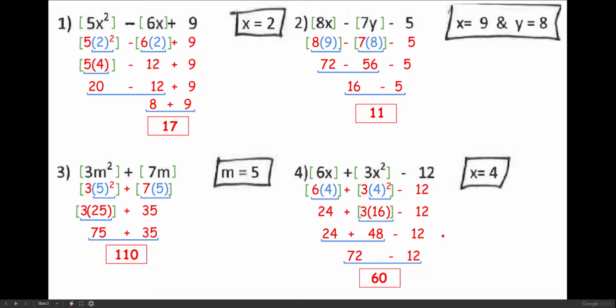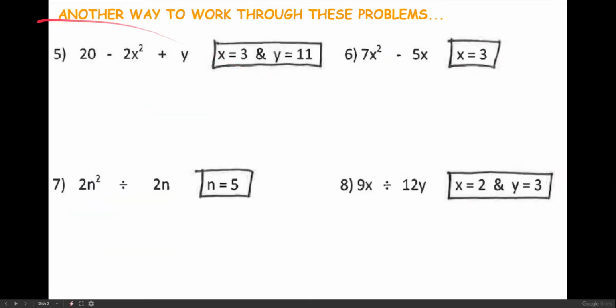All right, there is another way to work through these problems, and that is to deal with each term singularly. So let's say we have this 20 right here. That's just 20. There's nothing you can do with it. This right here, 2x squared, let's deal with that. Let's simplify it down to a single term. So 2x squared, that's 2 times 3 squared. And then you do the exponents first. 3 squared is 9, times 2, and that's 18. When you multiply it, all right, so that's down to a single term.